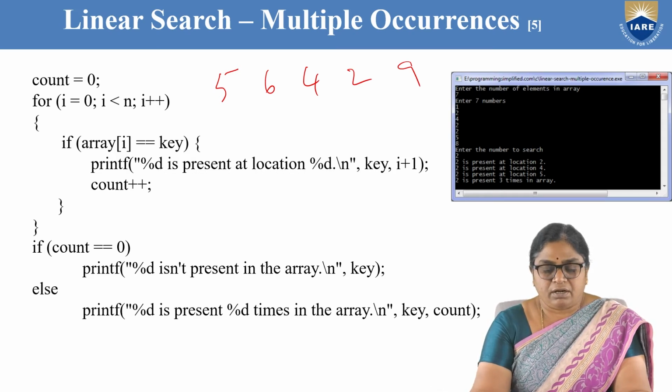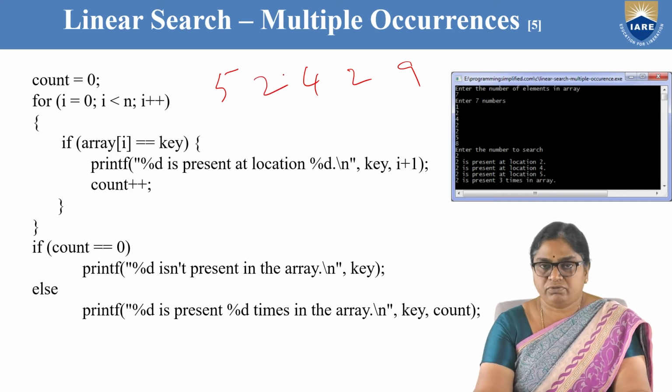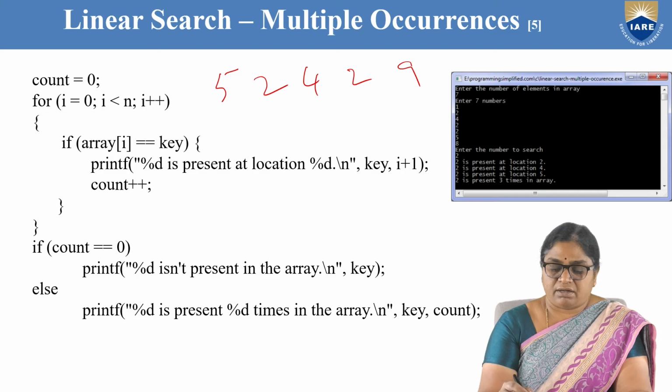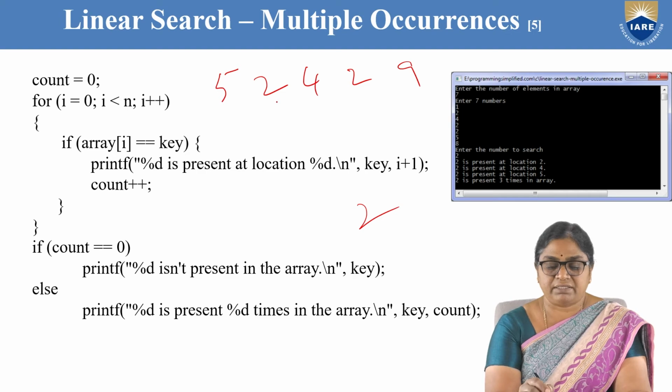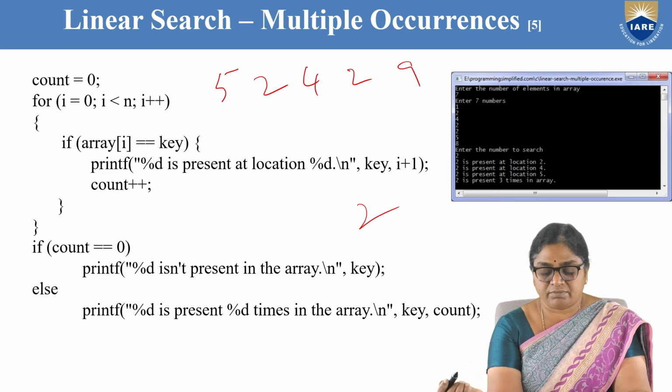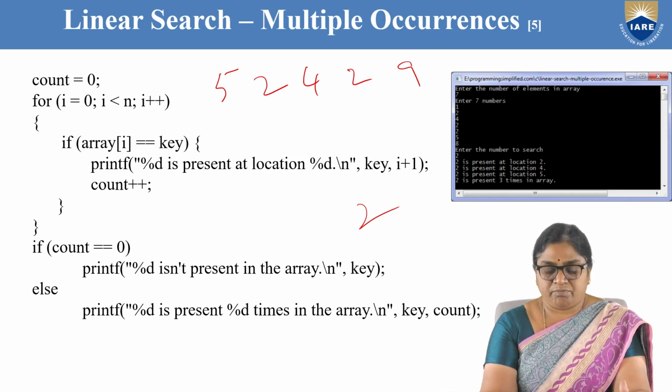To check that, we'll go with something like this: 52429. I want to check whether the key element 2 is present in the list, and present more than one time. That means 2 appeared two times in the list. If you take 5, it appears only one time. So now we are implementing code to check the multiple occurrences of a particular element in a given list.